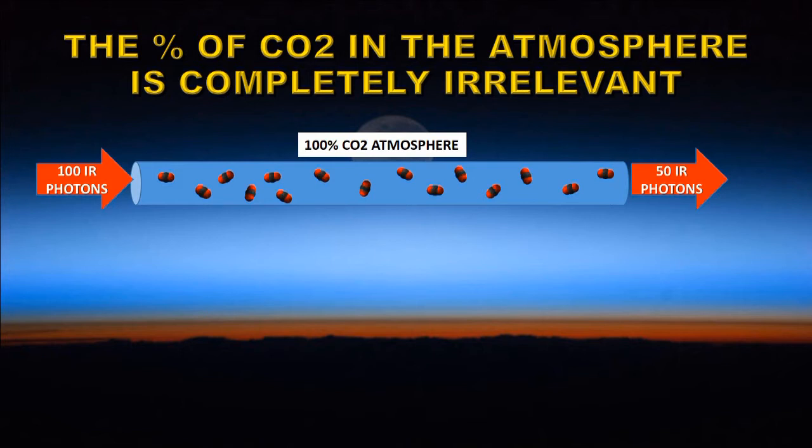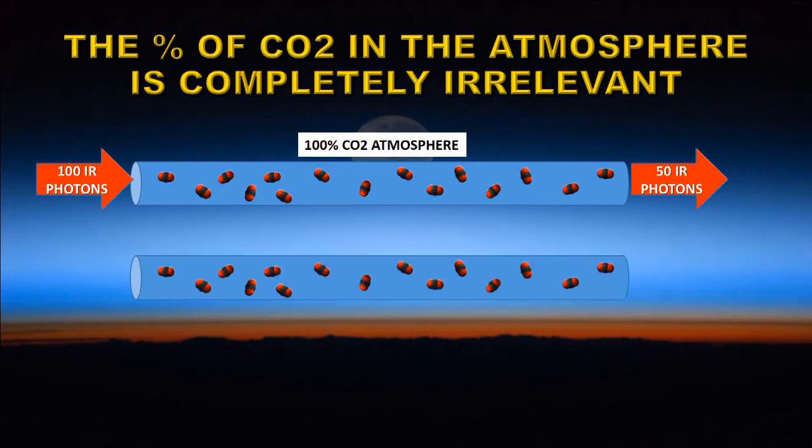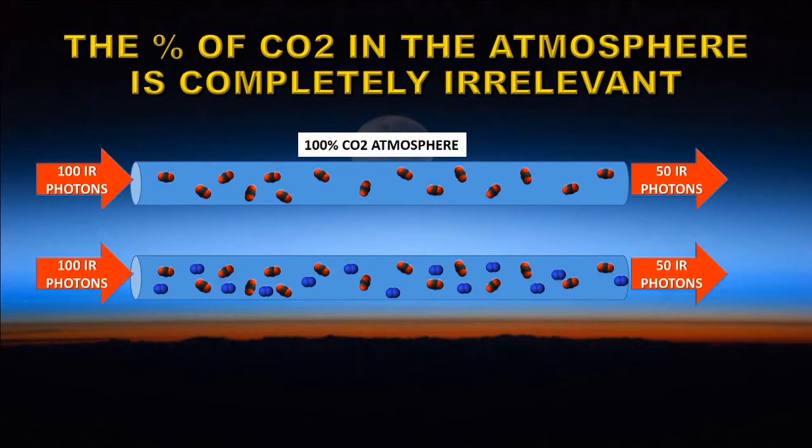Now we'll repeat this experiment with a slight difference. So here's our tube with our carbon dioxide in it, the same amount as we had before, but now we're going to add exactly the same amount of nitrogen to the cylinder. Now the thing about nitrogen is that it's completely transparent to IR photons. So when you put 100 IR photons in one end, the nitrogen presence will make no difference. We've got the same amount of carbon dioxide as we had before, so only 50 IR photons will come out the other end. But now we have a 50% carbon dioxide atmosphere and a 50% nitrogen atmosphere. So the change of percentage of carbon dioxide in the atmosphere is making no difference.